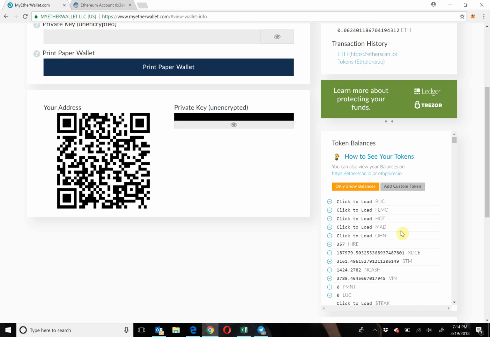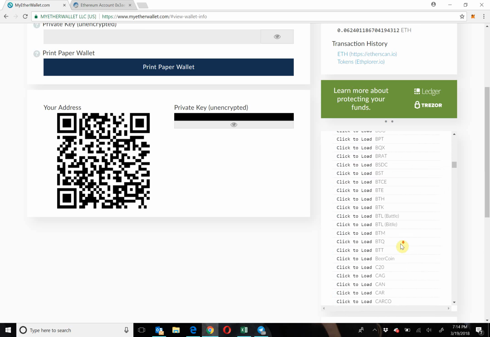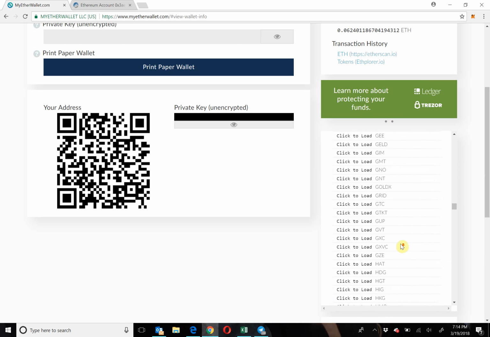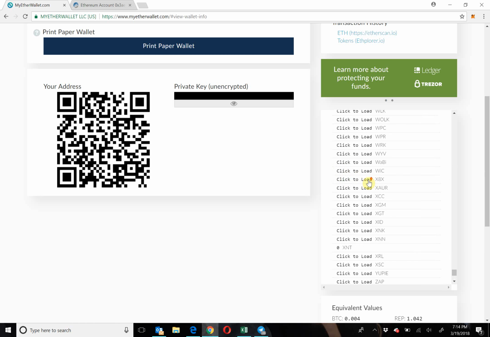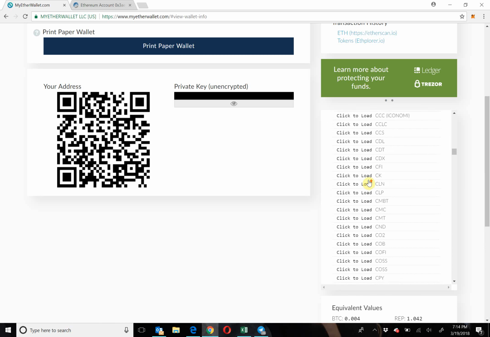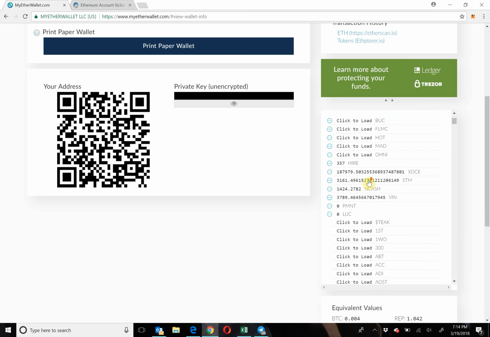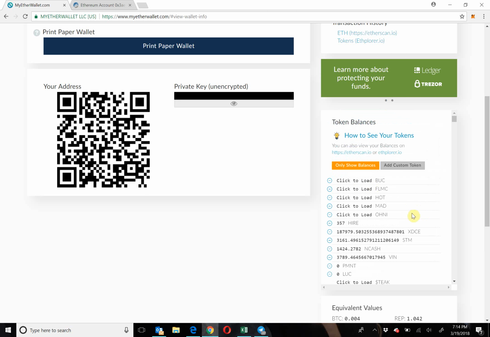So if I show all tokens, I can see there are quite a few tokens that are part of the smart contract of MyEtherWallet that you can click to load. And if you actually had a value, any currencies, it would show your balance. Most of the time, you would have to add it because they just haven't gone through the blockchain. So you can see I have a few that I'm actually currently waiting.